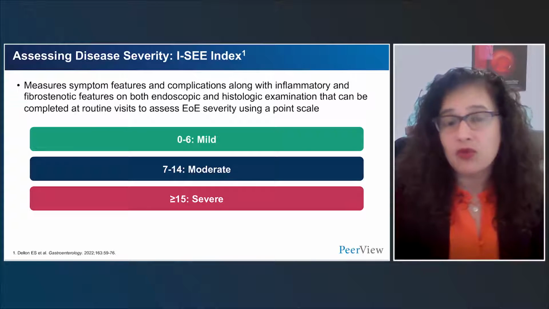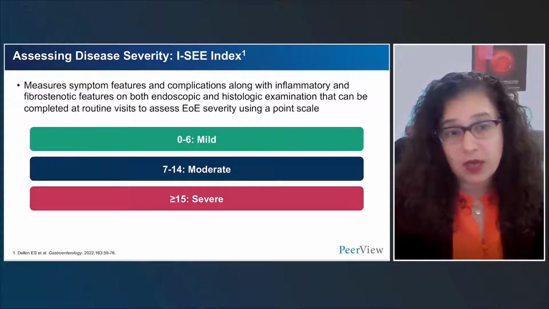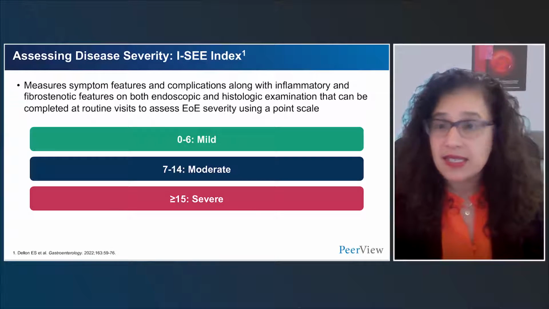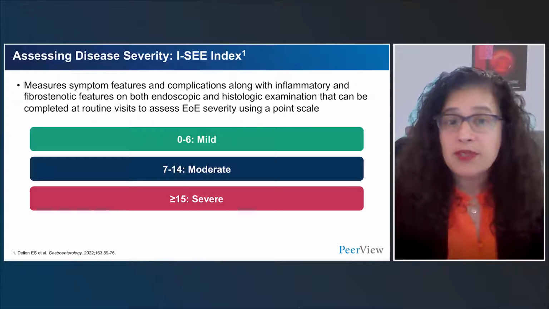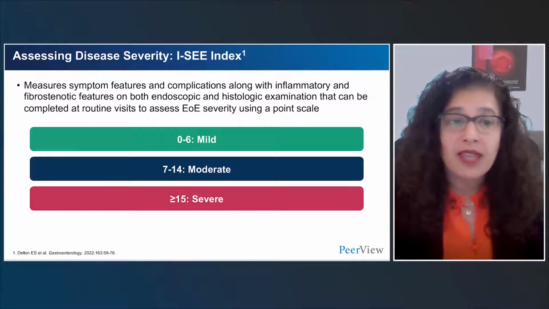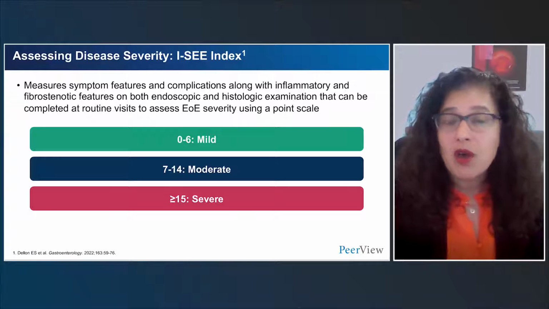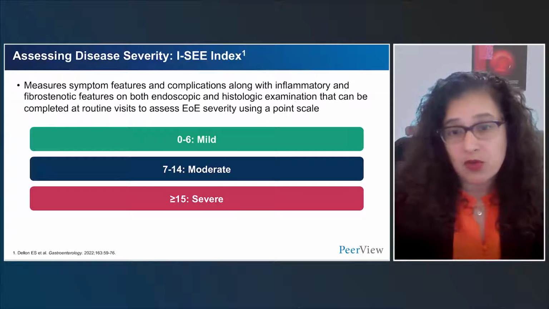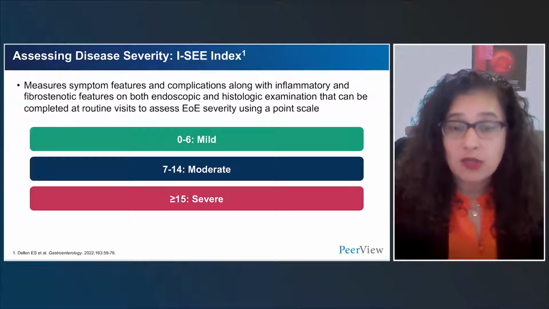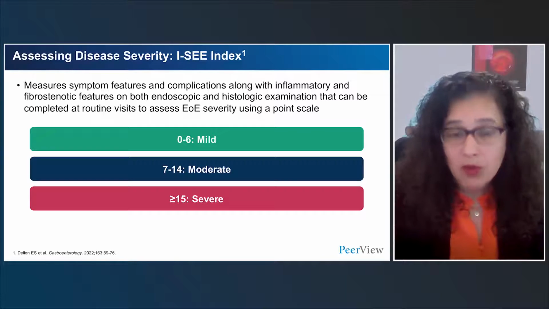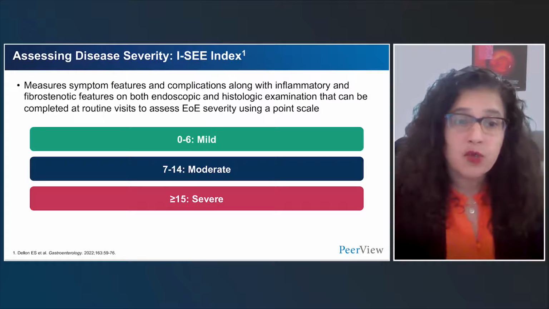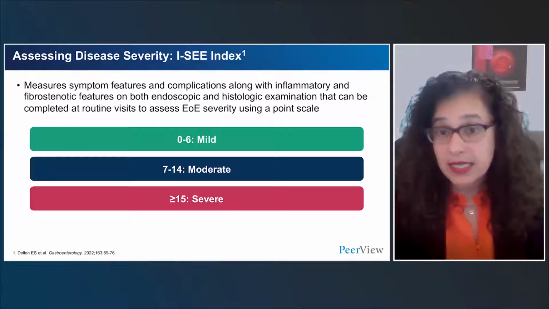One thing that you can use when you're diagnosing a patient with EoE is a tool called the I-C-I index, which can assess disease severity. This measures symptom features and complications along with inflammatory and fibrostenotic features on both endoscopic and histologic examination that can be completed at routine visits to assess EoE severity using a point scale. And this has been made into an easy to use app through the AGA. The point scale is 0 to 6 is mild, 7 to 14 is moderate, and over 15 is considered severe.